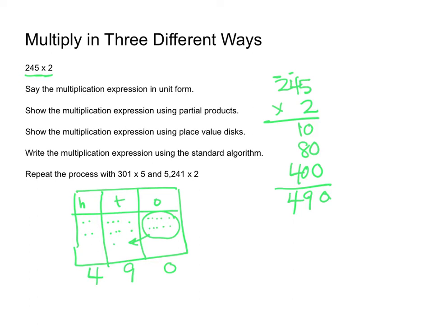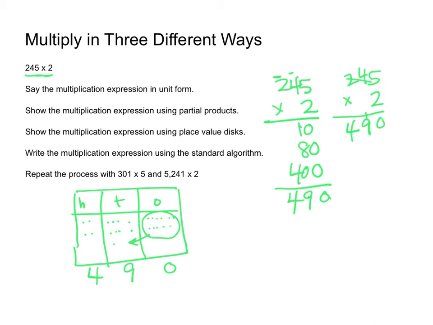The last way that we're going to do this is the standard algorithm, which is 245 times 2. This time when we do our ones, we'll do 5 ones times 2 is 10. That becomes 10 ones, which we're going to put over here and place in our tens column there. 4 tens times 2, well, that's 80, plus one more 10 is 90, or 9 tens. And then we have our 200s times 2 is 400. So 490. We get the same answer every way, so I think that's a pretty good sign that we were doing the right thing.